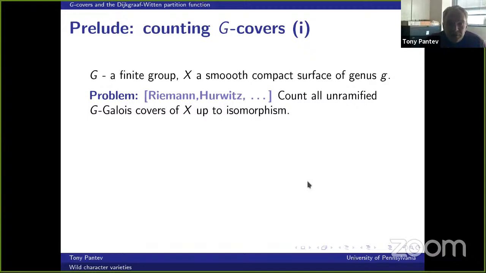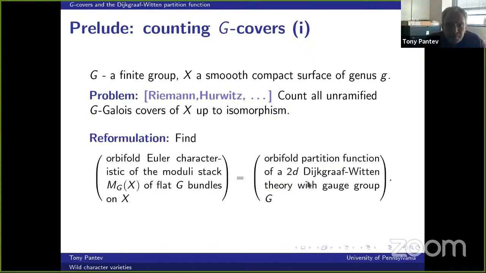So here is the classical thing. Suppose that you have a smooth compact surface X of genus g and a finite group G. So there is this problem which, for surfaces of genus 1, was actually asked by Riemann, and in general was asked by Hurwitz and probably many other people from around that age, which is, how can we count all unramified G-Galois covers of X up to isomorphism?